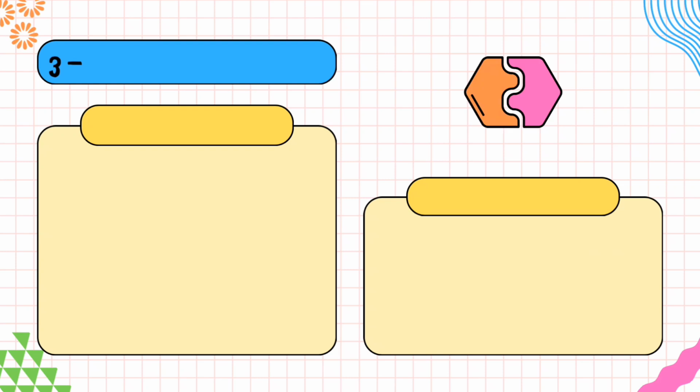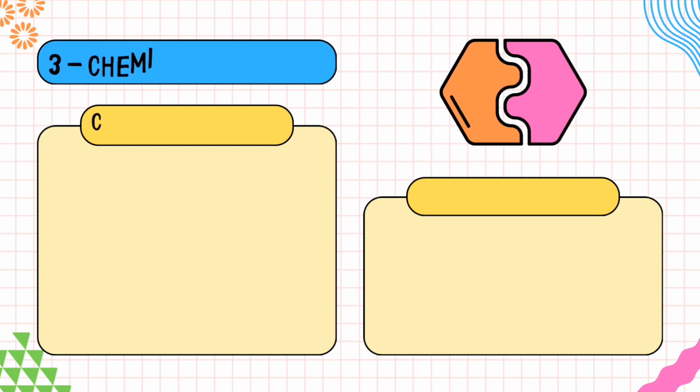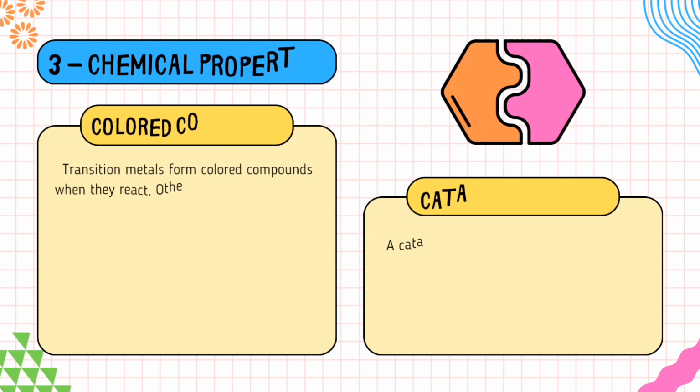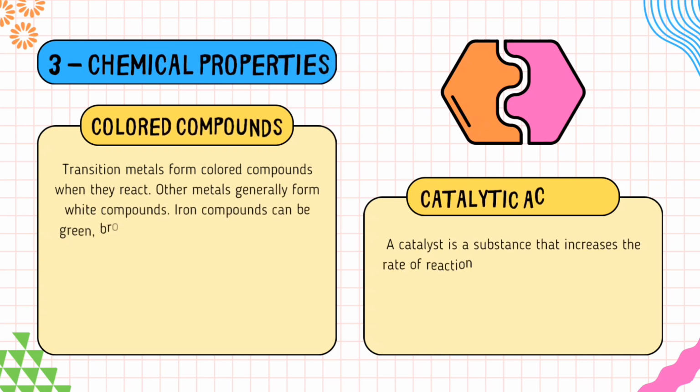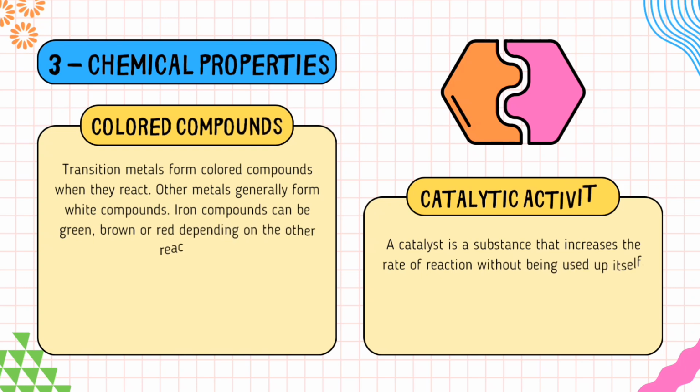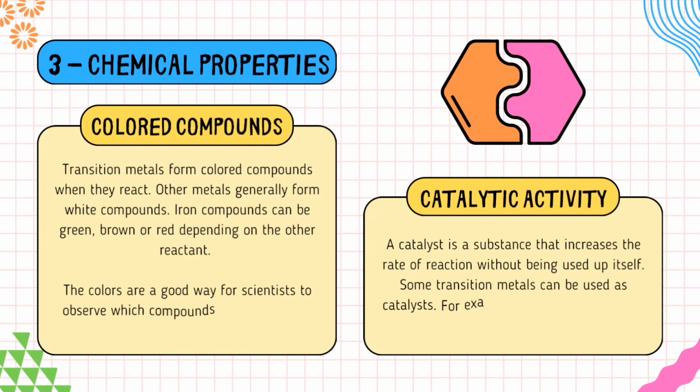Now we will learn about the third chemical property of transition metals. The first one is colored compounds. Transition metals form colored compounds when they react. Other metals generally form white compounds. Iron compounds can be green, brown or red depending on the reactant. The colors are a good way for scientists to observe which compounds are present in a substance.